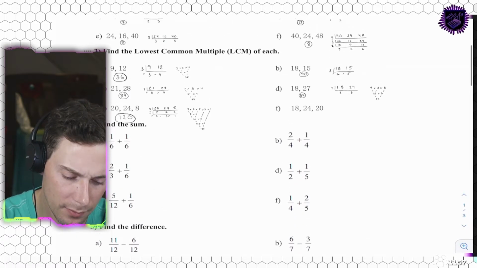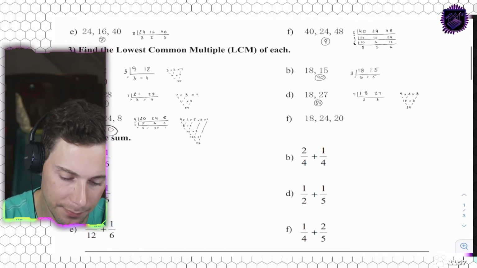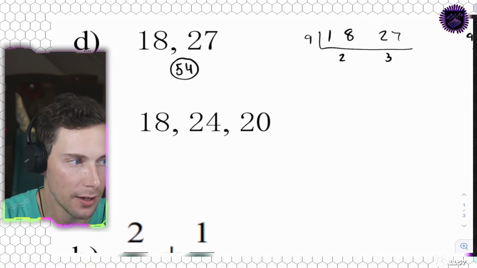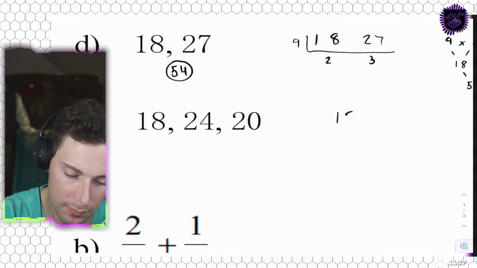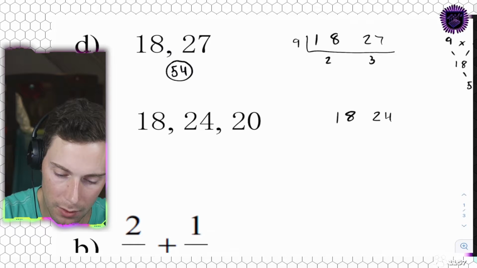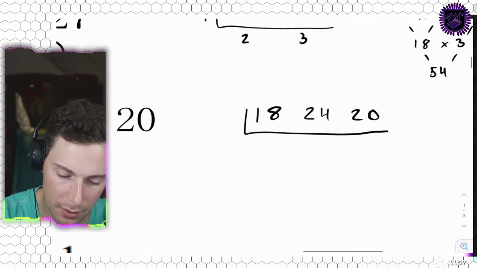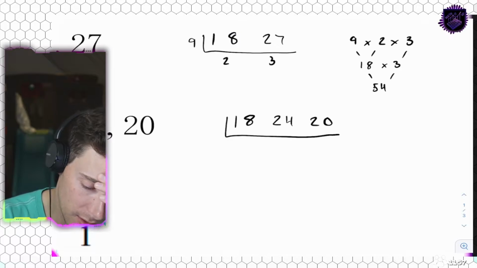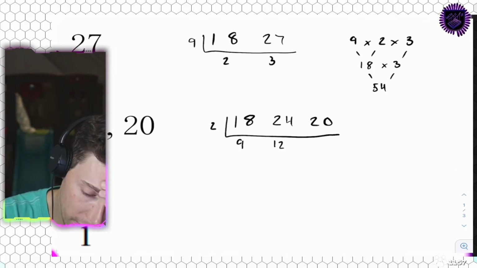Not too bad. Let's look at the next one here. 3F. Can you see it? There it is. 3F: 18, 24, 20. Ladder method. Common factor. What's the common factor? 6 doesn't work. 4 doesn't work. Let's go 2. They're all even numbers. So that's going to be 9, 12, and 10.